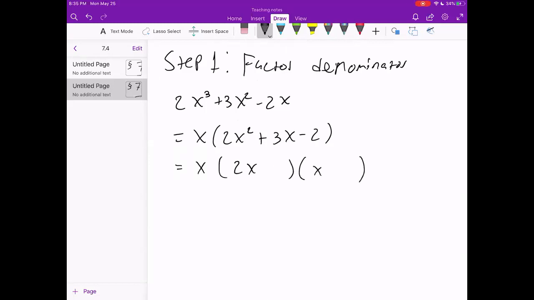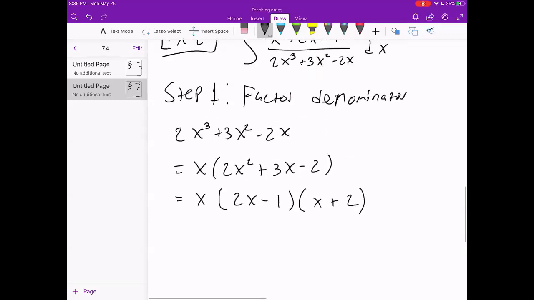So let's see. I think it ends up being this: (2x minus 1)(x plus 2). So you can check: plus 4x minus x is 3x. Yeah, so that works. So that factors like that.